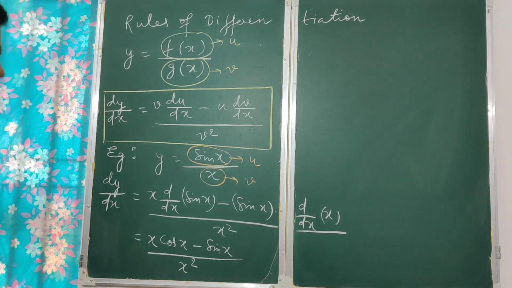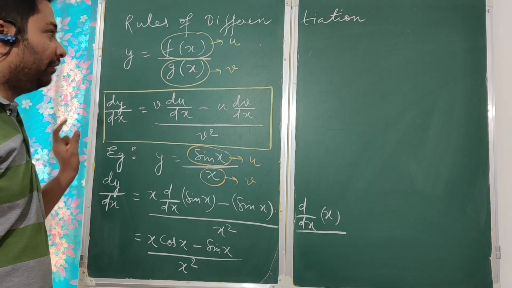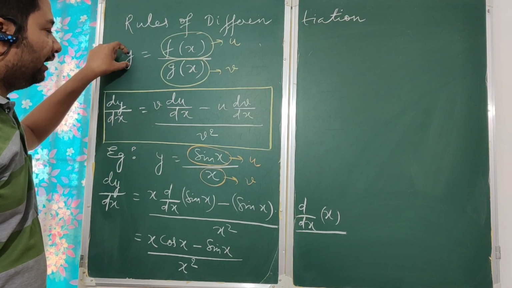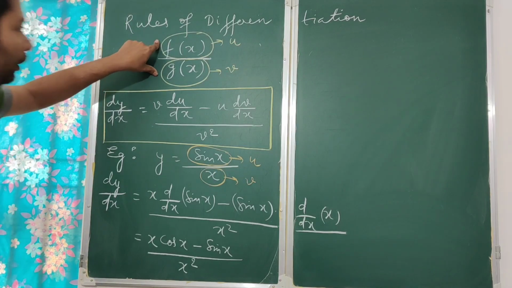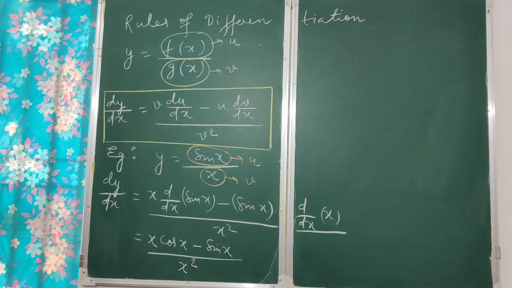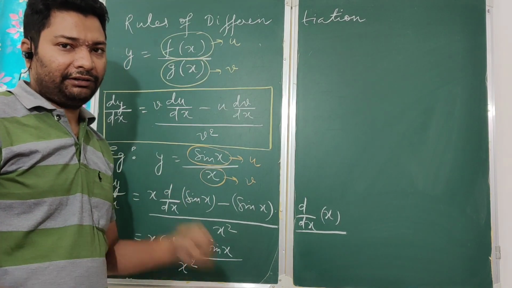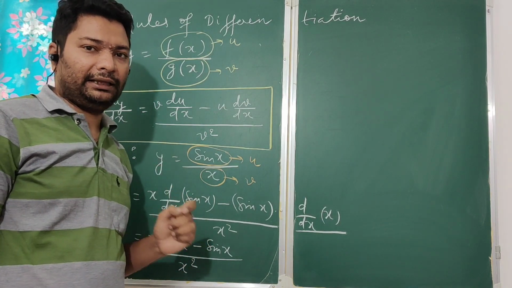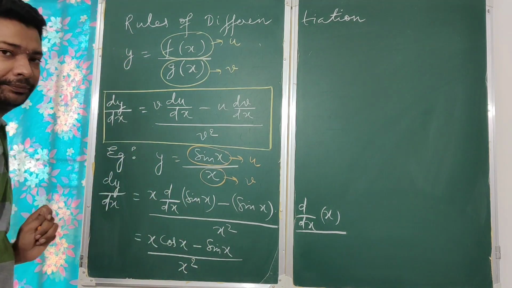So that is how you differentiate a function which is actually a function of two different functions which are in division with each other. So the simple rule: first you write it in the form of u by v, then dy by dx is equal to v du by dx minus u dv by dx, all divided by v square.